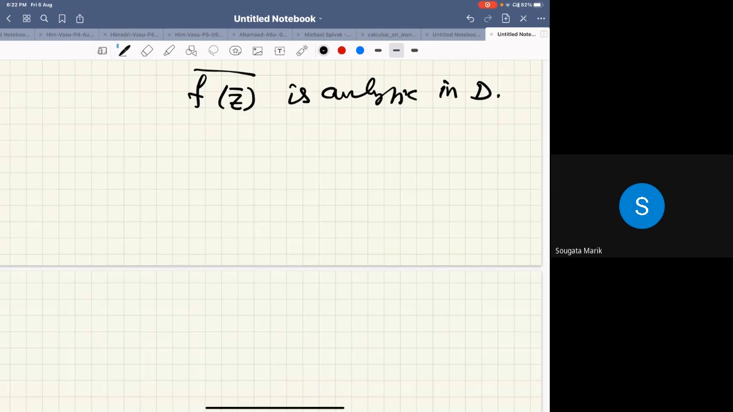So I'm taking f(z) equals z, and g(z) equals z squared. Here I am taking my domain as mod z equals 1. That means the unit circle. Mod z equals 1 you are taking? Yes, sir. That means the domain is this one, the unit circle.